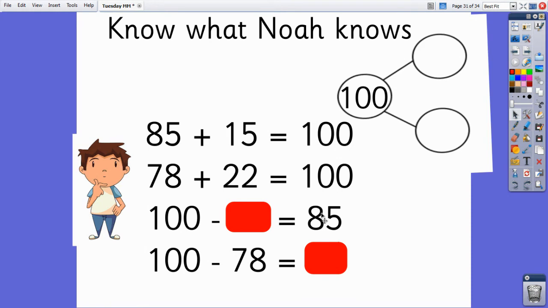You may have spotted that the next two equations were very similar. You could have used your knowledge of inverse operations to swap the numbers around. 100 subtract 15 equals 85. 100 subtract 78 equals 22. Well spotted, Year 2.